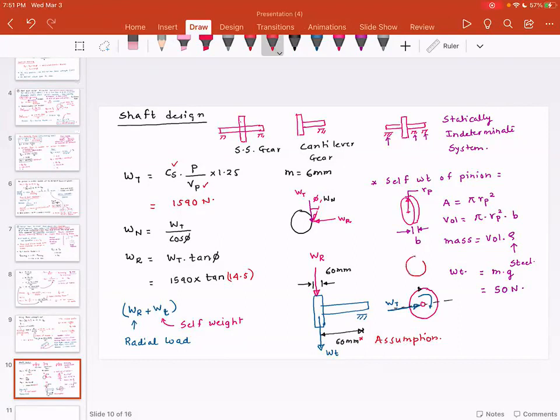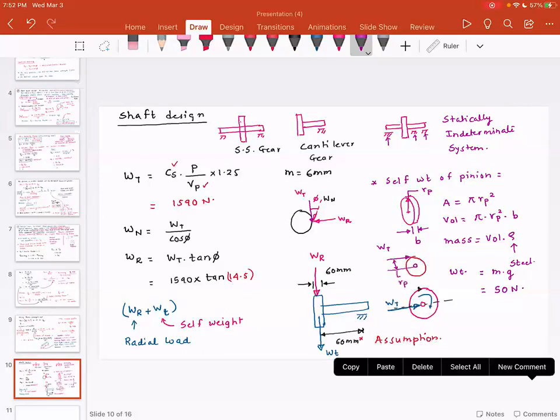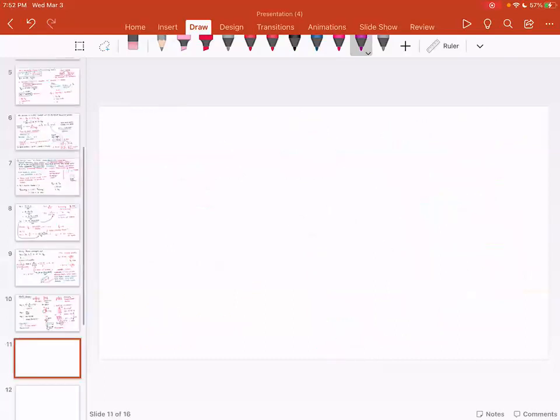So if you look at this shaft, on this shaft I have a force WT like this. This force, which is at distance RP, is giving me a torque WT times RP, and WT going to the center line. So please note, there are actually two moments acting here. One moment is because of the radial load and the self-weight, and the second moment is because of the torsional load.